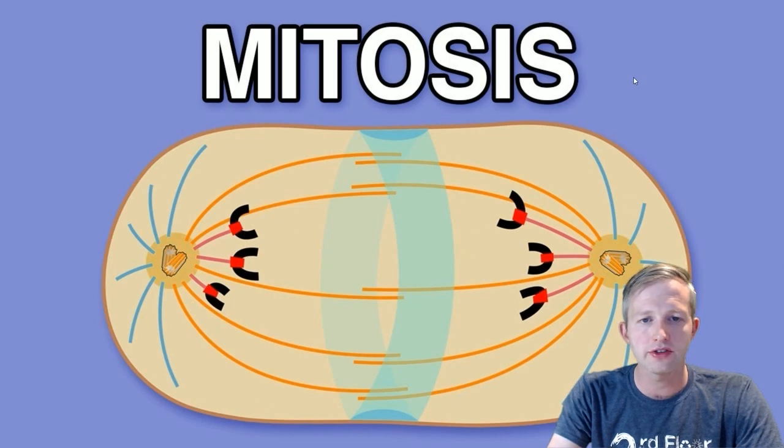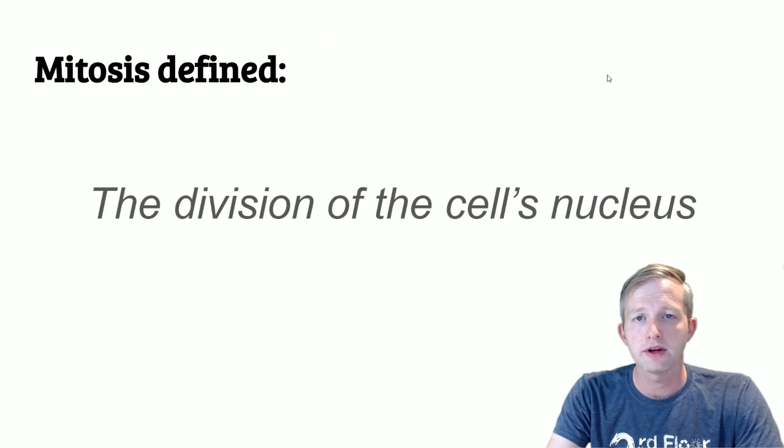Now it's important to understand how mitosis fits into this, so to start, I'll give you a definition. Mitosis is specifically the division of the cell's nucleus. So it's just the splitting of the nucleus, and it's important to keep that in mind as we understand the goals of the process of mitosis.